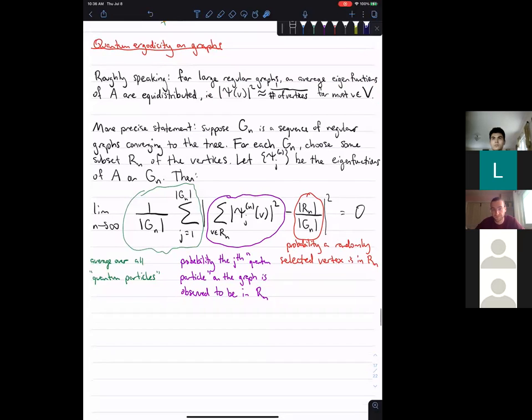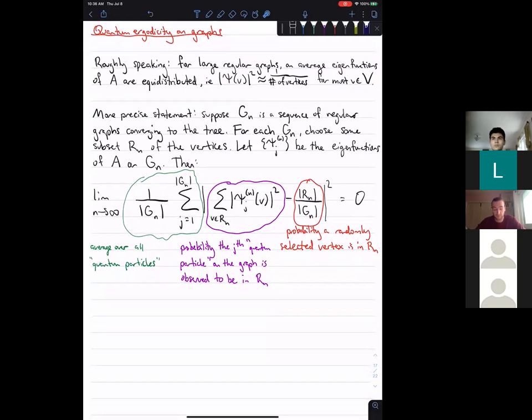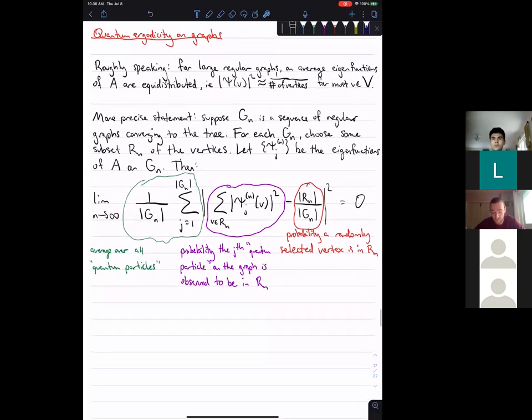A more precise statement is that if you have a sequence of regular graphs which converge to the tree in the sense mentioned above, and then for each graph, you choose some subset of the vertices, call it Rn. And every graph has its own collection of eigenfunctions, which I'm going to call the psi jn. So this upper n is telling you these are the eigenfunctions of Gn.